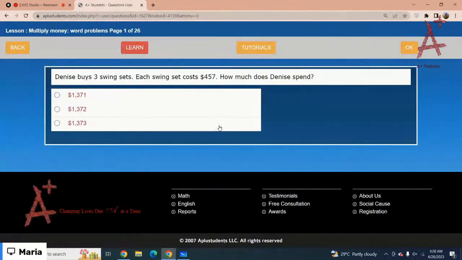Denise buys 3 swing sets. Each swing set costs $457. How much does Denise spend? So you have to calculate the total amount. Got it? So which is the correct option? Let's just do multiplication. 457 times 3.